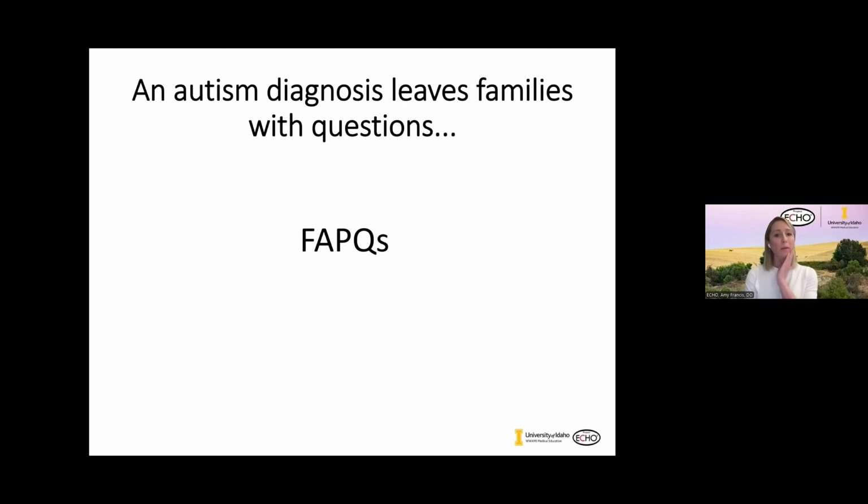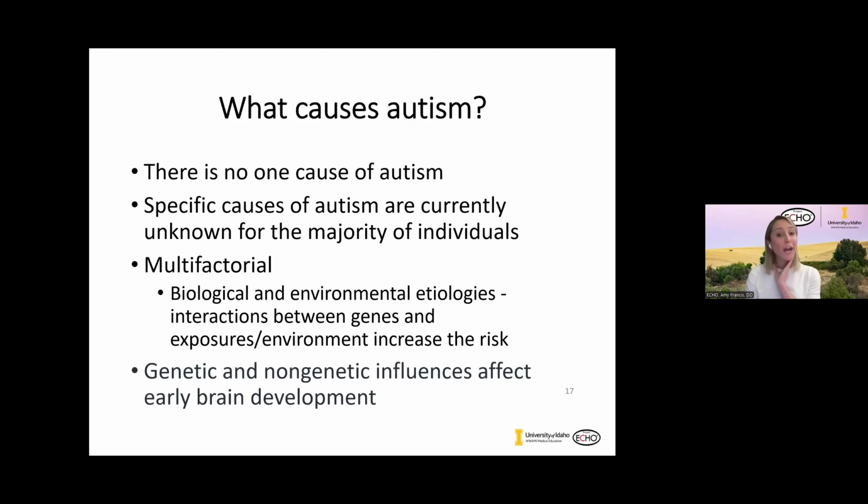Next slide. Okay, so an autism diagnosis leaves families with a lot of questions. These are my frequently asked parent questions that many of you will or already have received. So what causes autism? I usually tell families there's no one cause of autism. We know specific causes of autism are currently unknown for the majority of individuals. However, it is multifactorial. We do know that there are biological and environmental etiologies, and there are interactions between genes and the environment and exposures that can increase the risk.